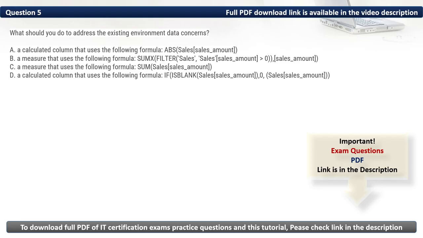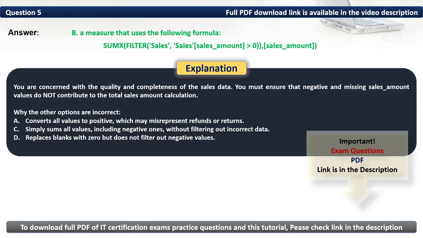It replaces blanks with 0 but does not filter out negative values. As such, to address the existing environment data concerns, we should use a measure that uses the following formula: SUMX(FILTER(Sales, Sales[SalesAmount] > 0), Sales[SalesAmount]). As such, the correct option is B.